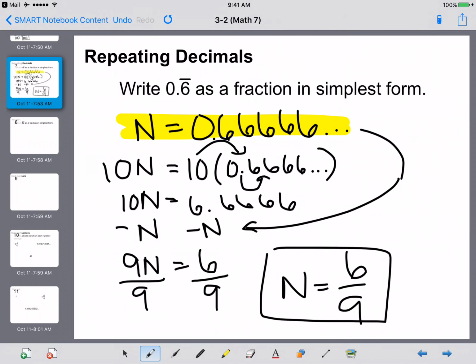And just a hint for you to remember forever, any number that's just itself repeating is a ninth. So if you see 0.5 repeating, that's 5/9. If you see 0.3 repeating, that's 3/9. 0.2 repeating on forever, 2/9.